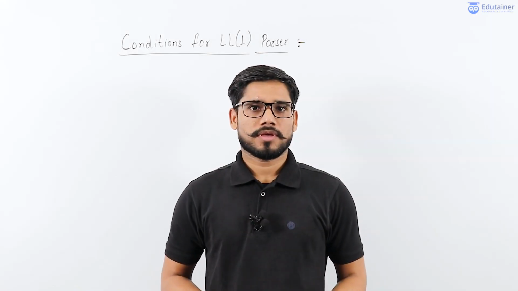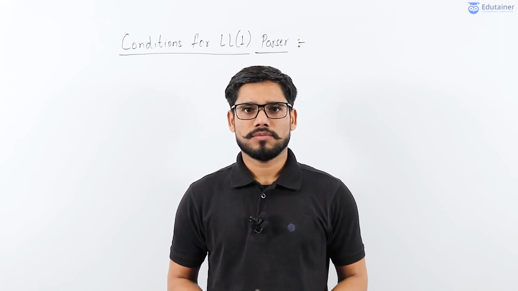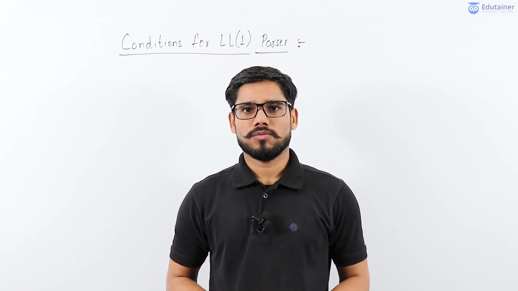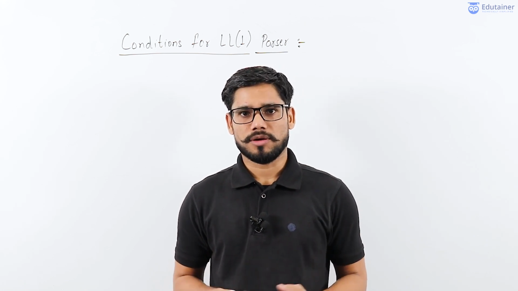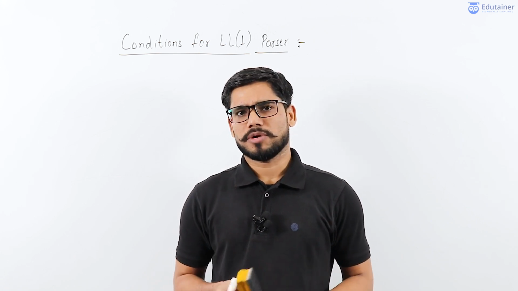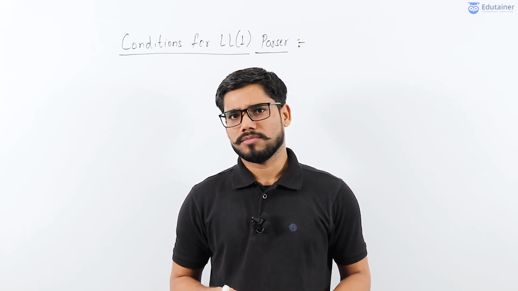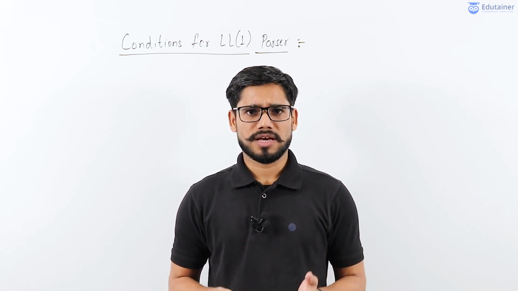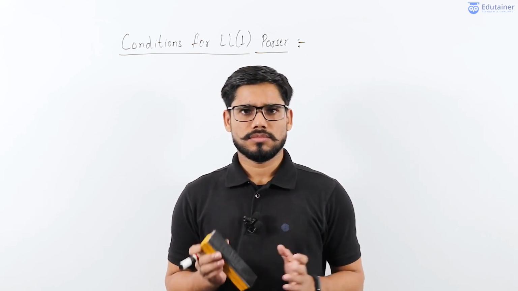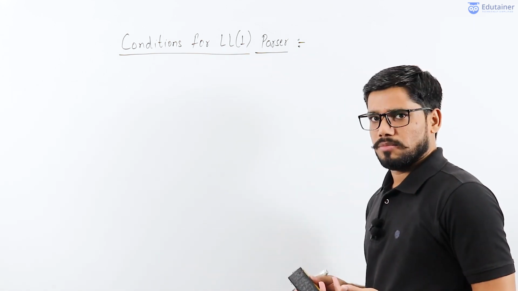Hi everyone. To construct an LL1 parsing table, we need to find the first and follow of a grammar. We already learned how to find the first and follow of a grammar, and we also saw some examples related to the construction of the LL1 parsing table. But there are some grammars which are not LL1 grammars, meaning they are not eligible for LL1 parsing. So you have to remember the conditions before constructing the LL1 parsing table.